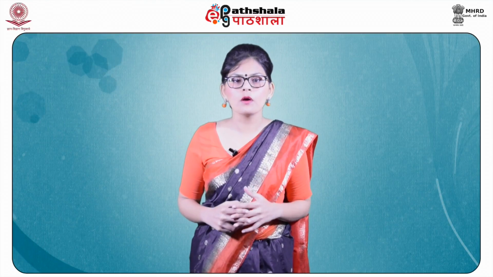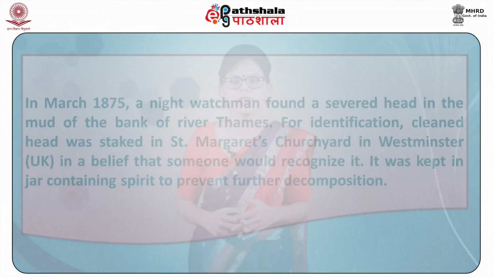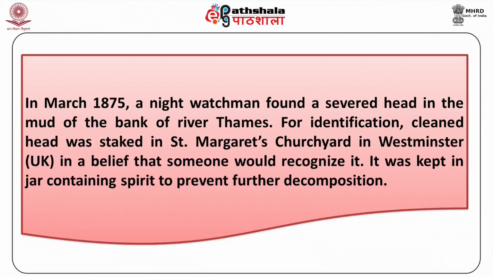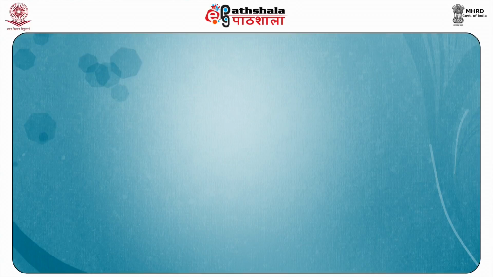Identification of an unknown corpse was a problematic task. In March 1875, a night watchman found a severed head in the mud of the bank of the River Thames. For identification, the cleaned head was displayed in St. Margaret's churchyard in Westminster, in the belief that someone would recognize it. It was kept in a jar containing spirit to prevent further decomposition.